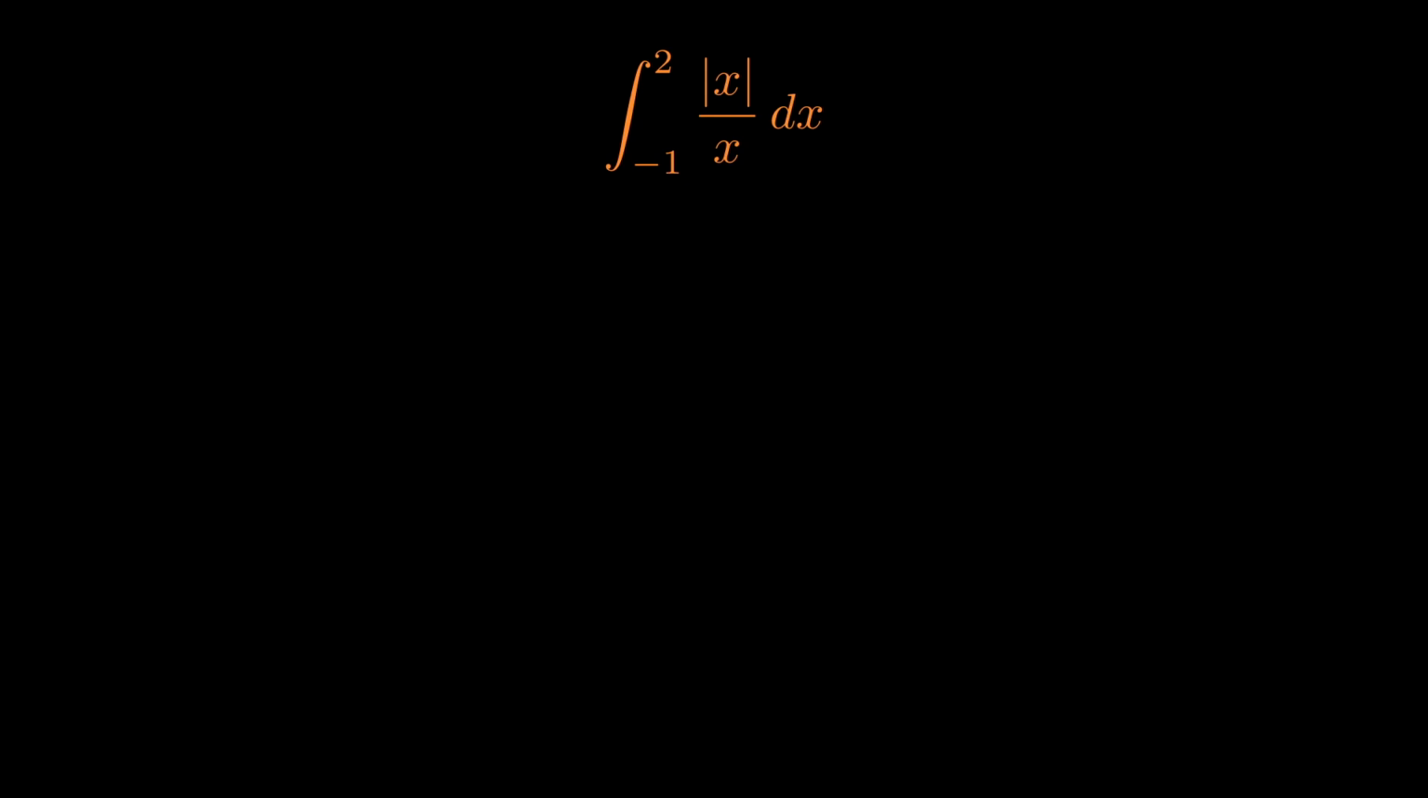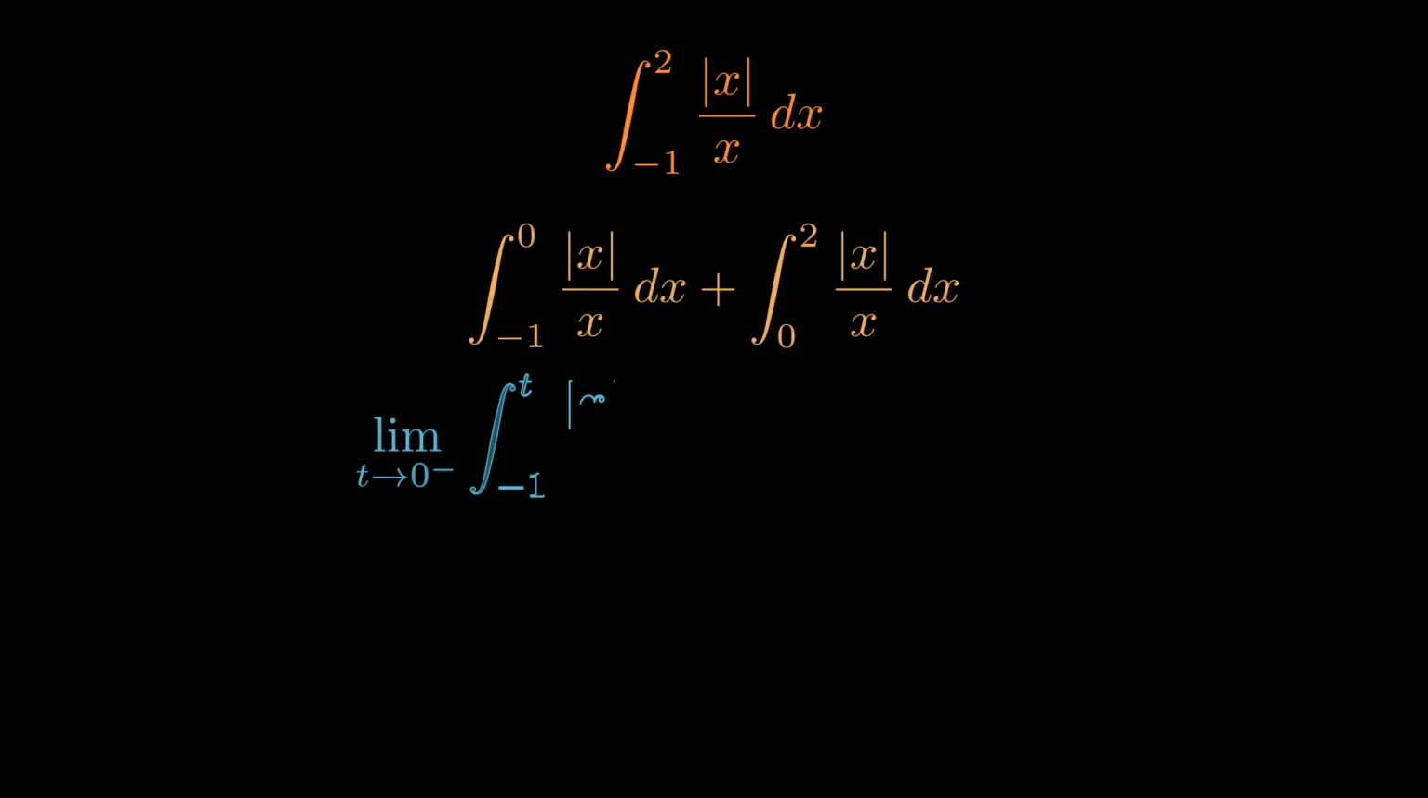So that means we have an improper integral. We integrate this from negative 1 to 0, and then we add that to the integral of the same expression from 0 to 2. And now we bring in our limits. The first limit is as t approaches 0 from the left-hand side.